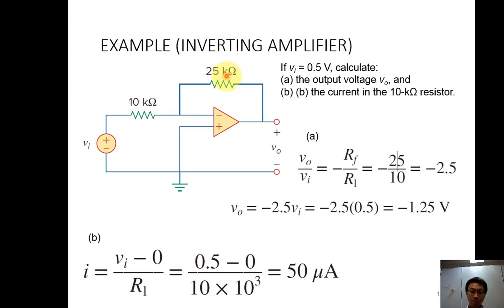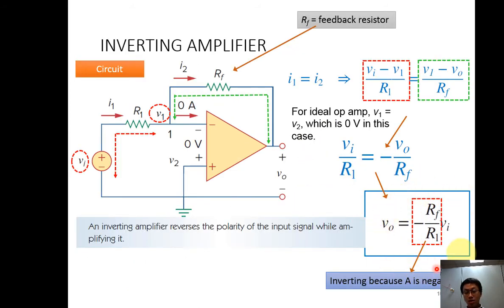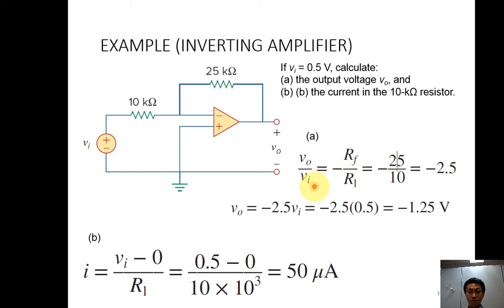For example, for an inverting amplifier, if my Vi equals 0.5 volt, R here is 10 kilo ohm, and my feedback is 25 kilo ohm, we need to calculate the output voltage Vout and the current in the 10 kilo ohm resistor. First of all, I use the equation that we have derived: Vout divided by Vi equals negative RF divided by R1. So I substitute 25k here, 10k here, and get negative 2.5.